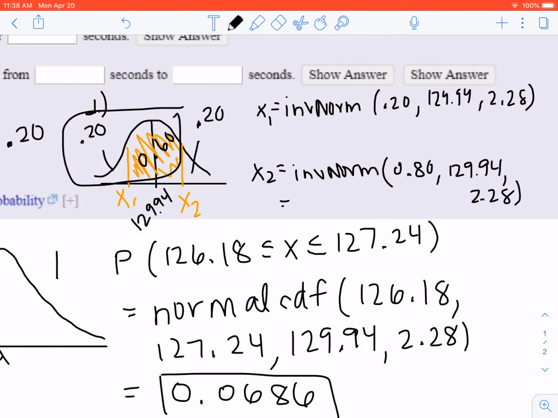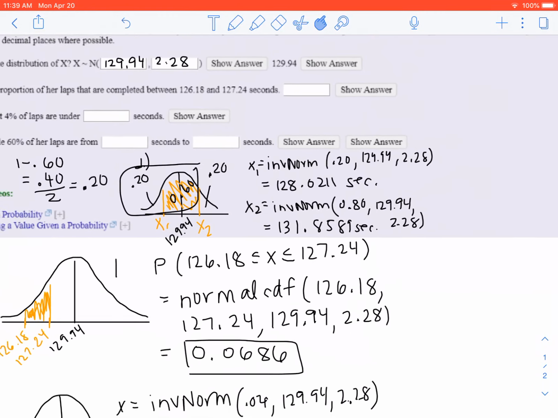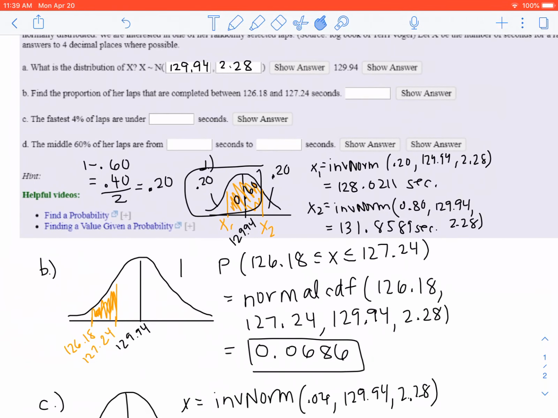Going ahead and selecting enter on both of these and typing those all in. The lower number is going to be 128.0211 seconds. And our upper is going to be 131.8589 seconds. So I want to bring to your guys' attention that not on all the questions, but on a lot of the questions, they have helpful videos that are going to show up for you guys to watch, or links. Helpful links is the other thing that you can have.